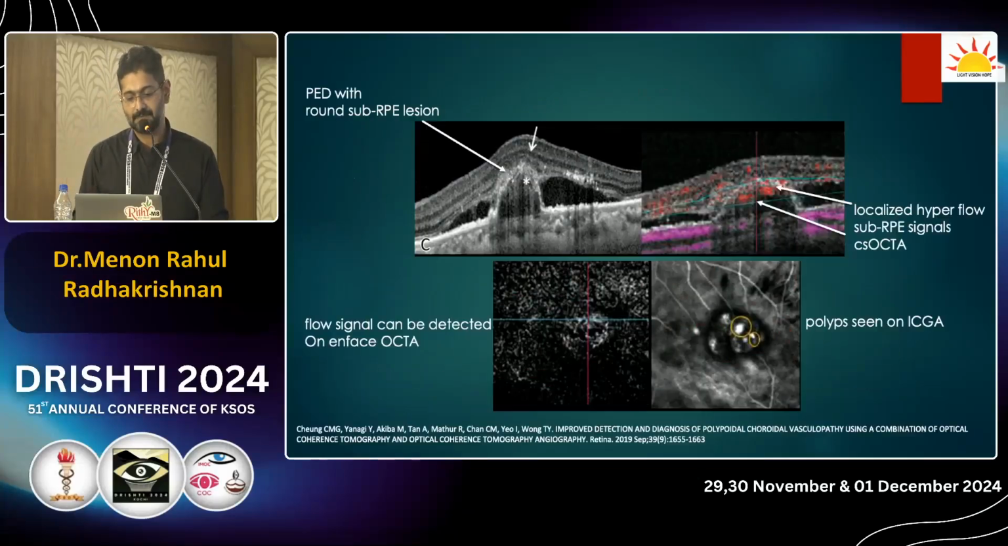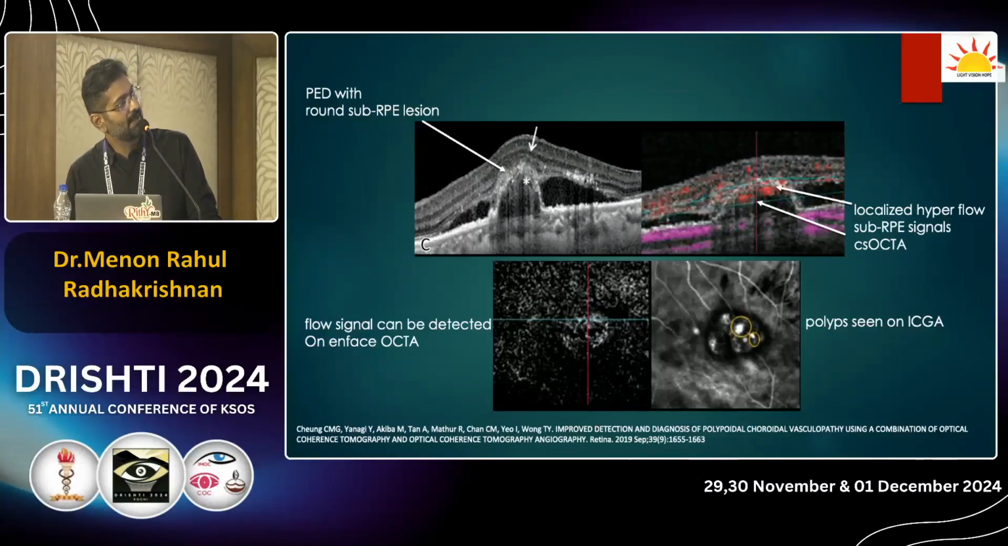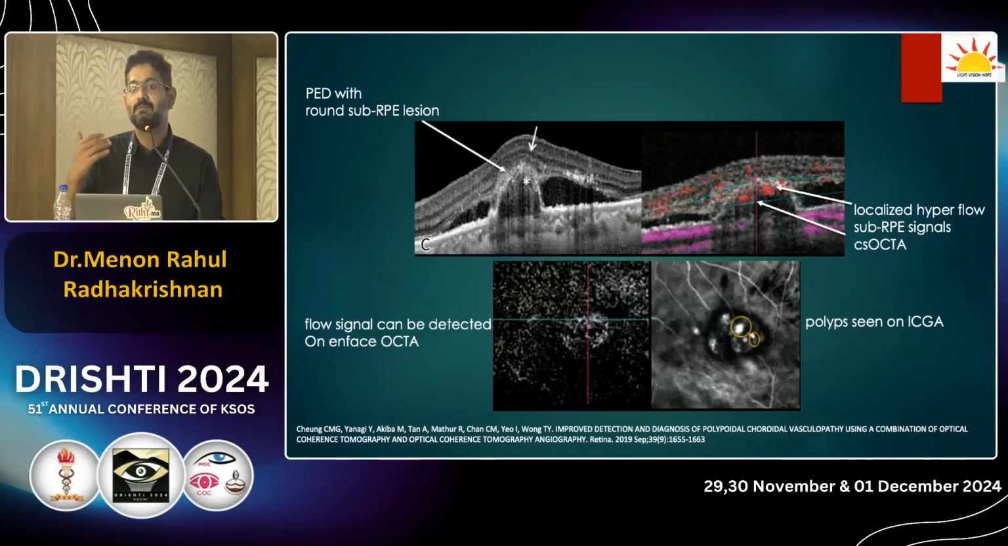Now, this is one case I'd like to show. This is a PCV case where you have a PED, a thumb-shaped PED, which is very classical of PCV. And you can see the sub-RPE lesion here. There's a vessel over here, and you can see subretinal fluid. Don't see much intraretinal fluid, which is another catch sign on OCT. In PCV, you will see much more subretinal fluid rather than intraretinal fluid.